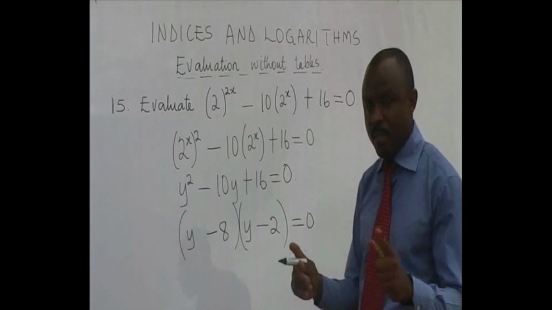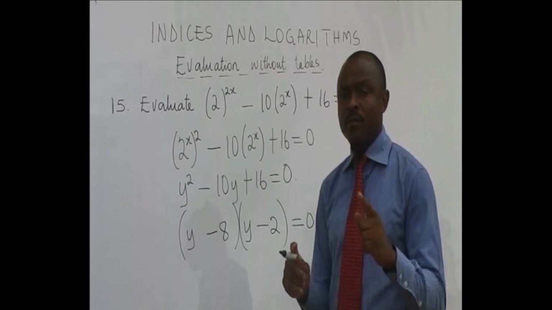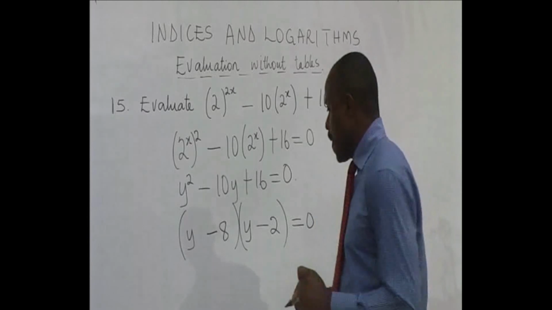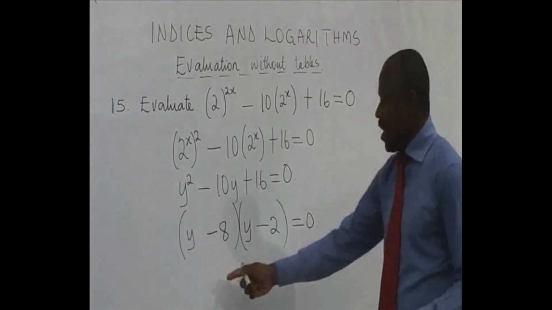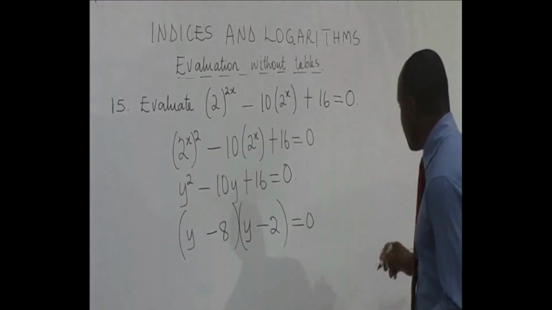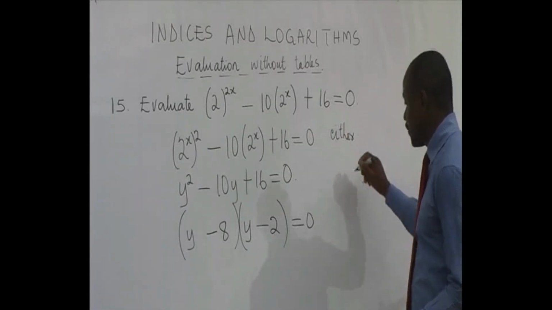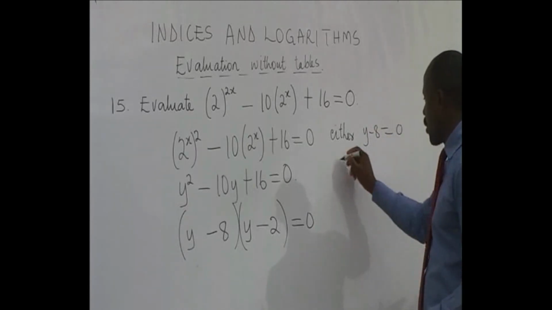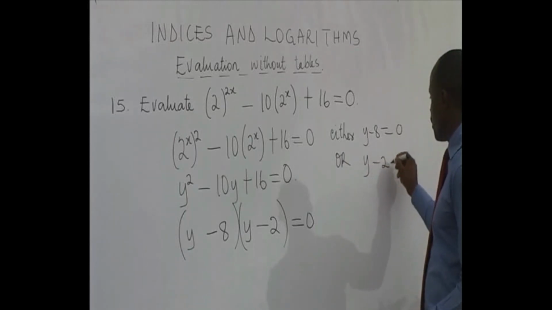If 2 things multiply themselves together to get 0, one of those things must be 0. Based on this principle, we can find the value of our unknown, which is y. If y minus 8 times y minus 2 is equal to 0, that means either y minus 8 is equal to 0 or y minus 2 is equal to 0.